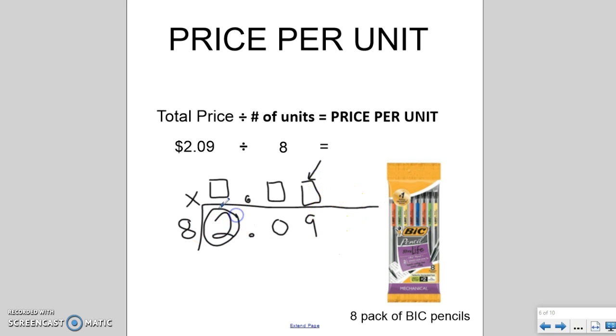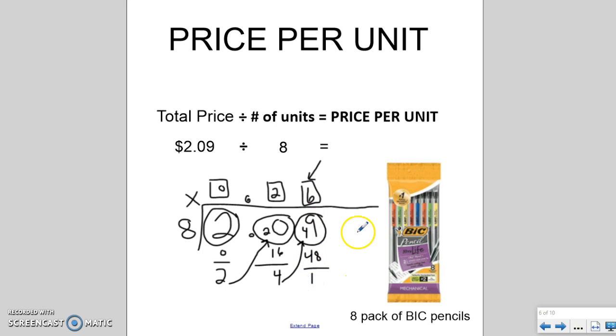Okay, here we go. 8 times 0 gets me closest, lands at 0. I'm 2 away. Going to throw that 2 up here. I have a new target of 20. I know that 8 times 2 gets me to 16, and I am 4 away from my target. I'm going to throw that up here. And I know that there's nothing times 8 that gets me to 49 exactly. So I do know that 6 and 8 went on a date. 6 times 8 is 48. So that's going to get me close, but not exact. I'm going to be 1 away.